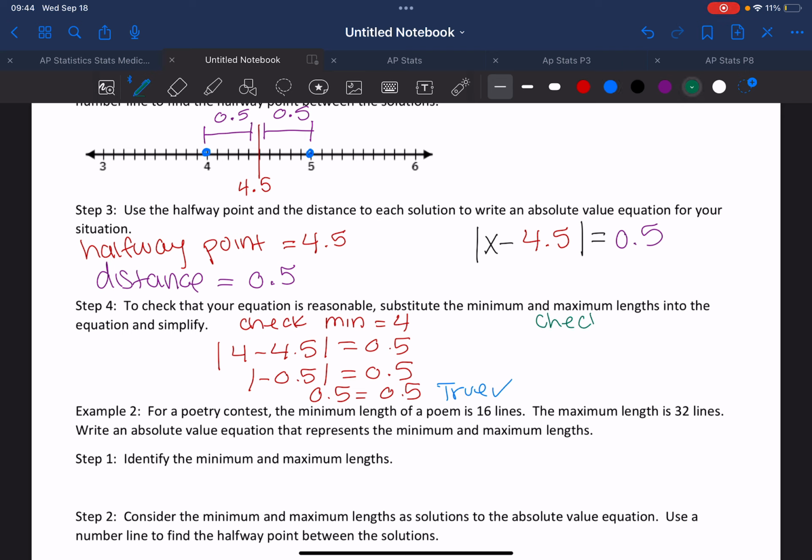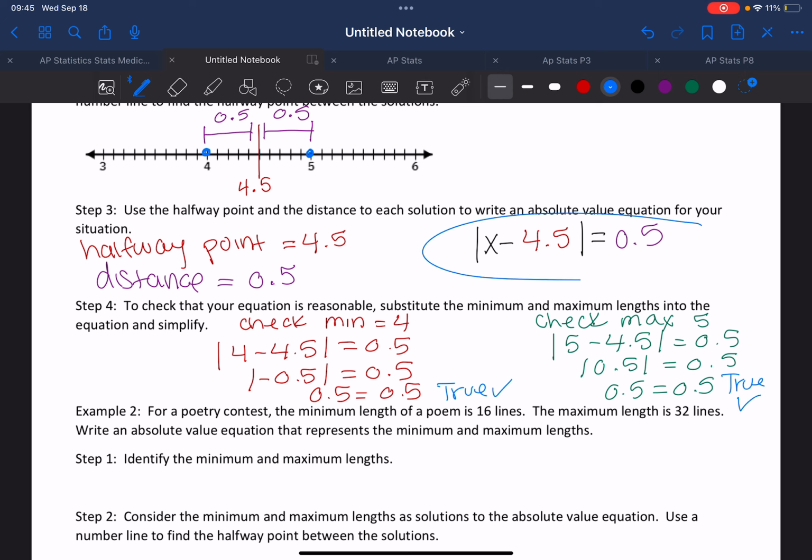Now we are going to check the maximum value of 5. So we have the absolute value of 5 minus 4.5 equals 0.5. Well, 5 minus 4.5 is 0.5 is equal to 0.5. Absolute value means it stays positive, so I have 0.5 is equal to 0.5, which again is a true statement, so that one checks out as well, meaning this is our equation that represents the situation in example 1.